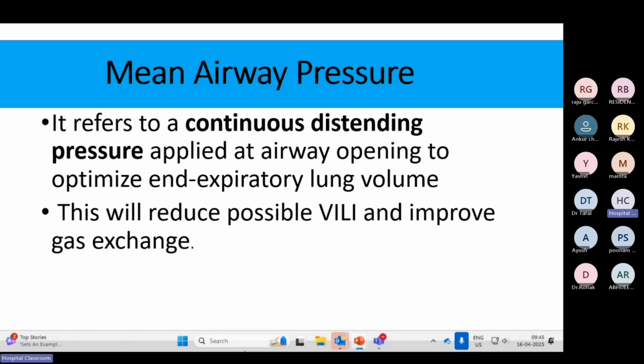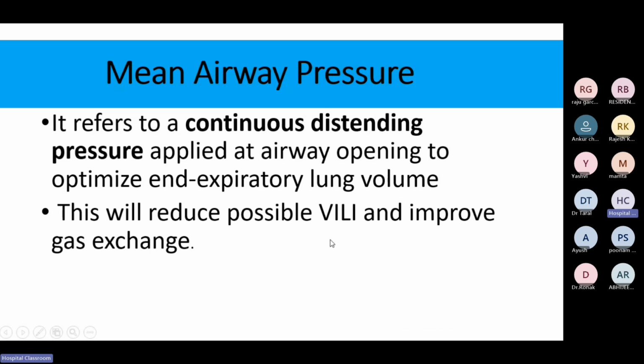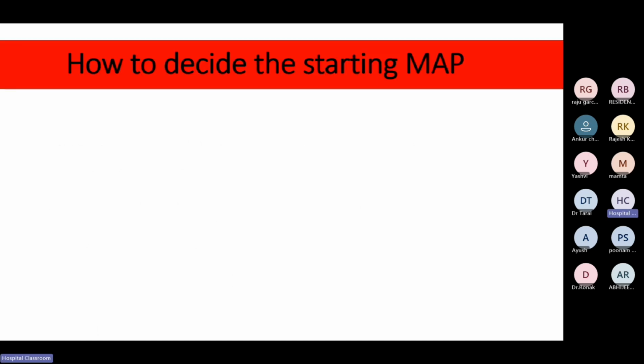If you use optimal mean airway pressure, it will decrease the ventilator induced lung injury, and also it will help in gas exchange. So how to decide the starting mean airway pressure? Many times the residents ask this question, that with what mean airway pressure to start.